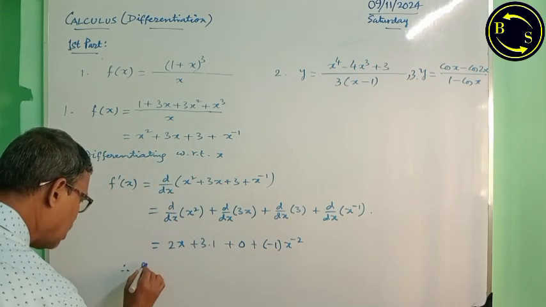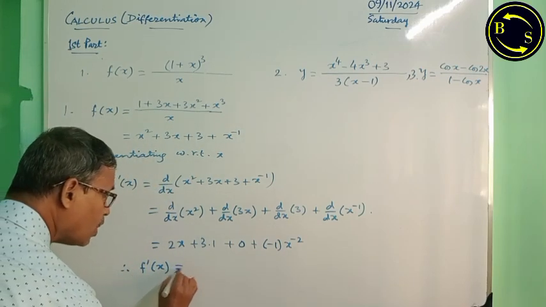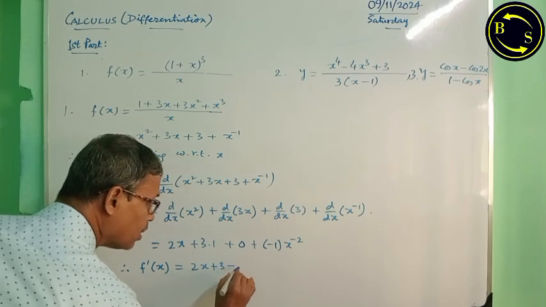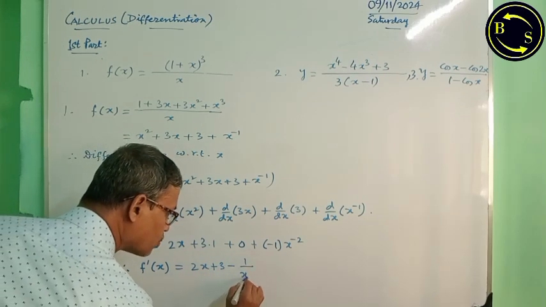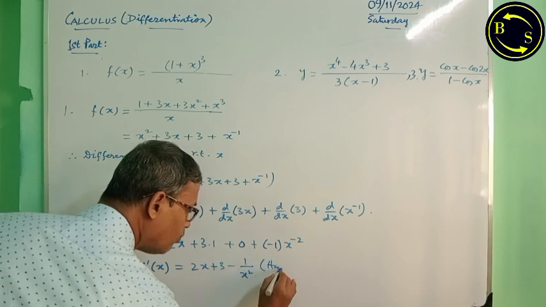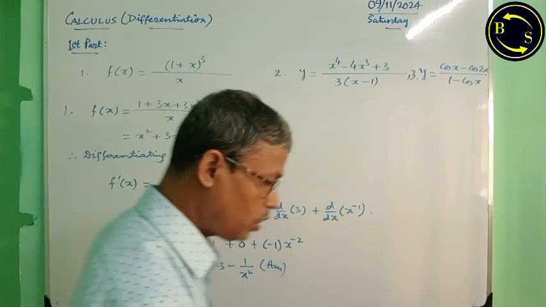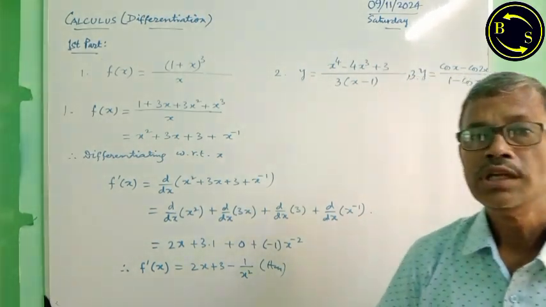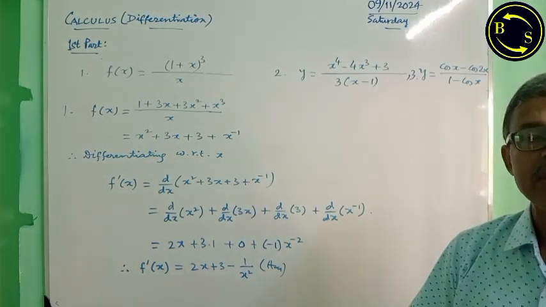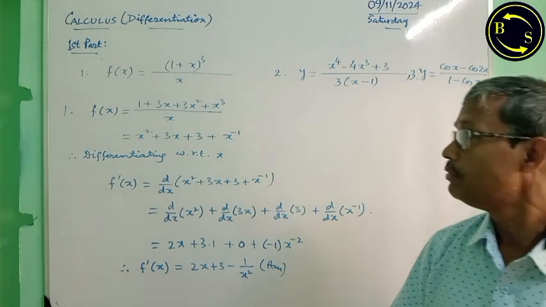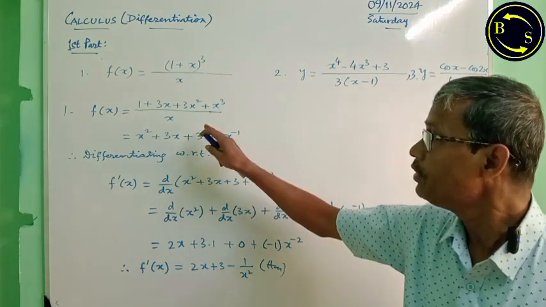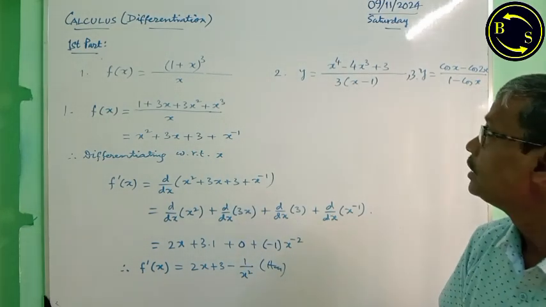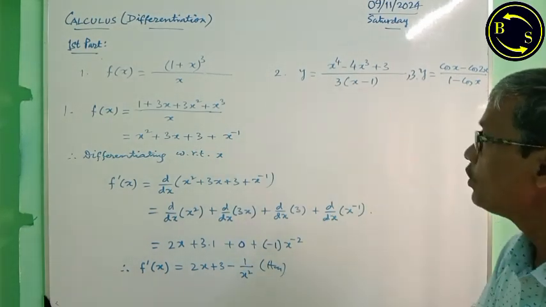Therefore f dash x equal to 2x plus 3 minus 1 by x square. When you get the given function as quotient form, if it is possible, you simplify before getting the derivative. Here I have simplified this one, then I have differentiated both sides. Then number 2.